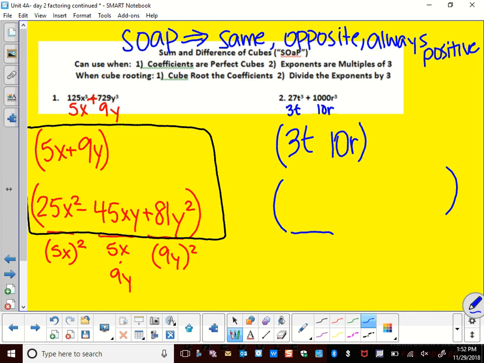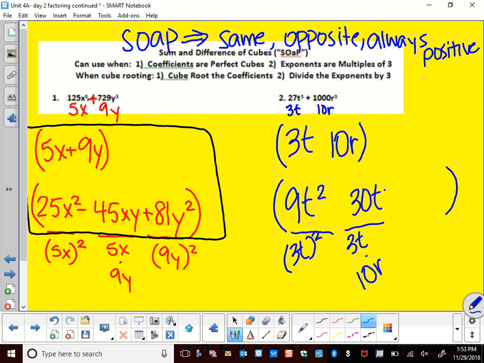For my first term, I'm going to square my first term. So what's 3t squared? 9t squared. Don't forget your letter. My middle term, I'm going to multiply them together. So 3t times 10r is 30tr. If you just give me 30, it's not the same. You have to put your variables. And then my last term, I'm going to square 10r, so we get 100r squared.